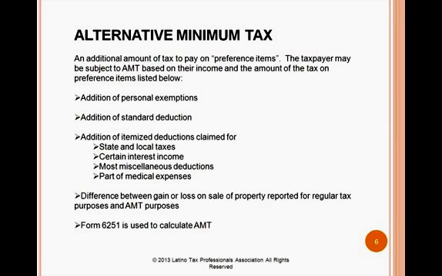Most miscellaneous deductions, work-related job expenses, and of course part of medical expenses. The difference between a gain or a loss on the sale of property reported for regular tax purposes can also impact and affect your qualifying for AMT. Form 6251 is used to calculate AMT. For further information, you will need to do more research and investigation. Going further on this is beyond the scope of this lesson, and there will be additional research necessary.